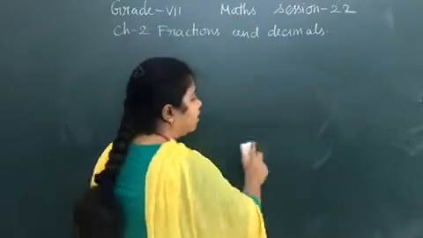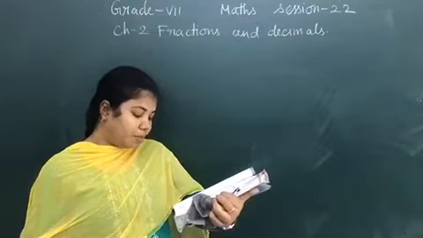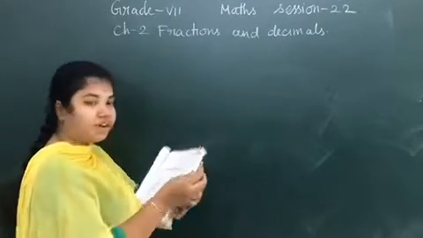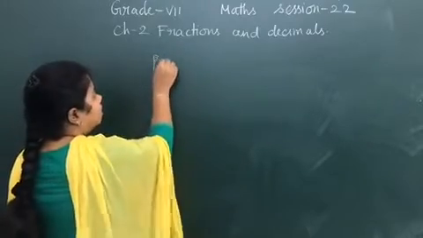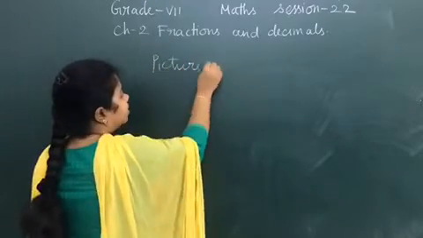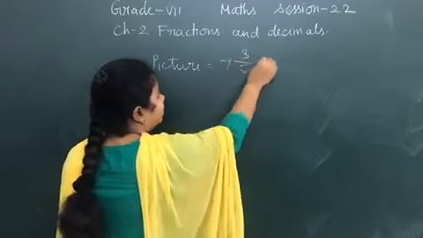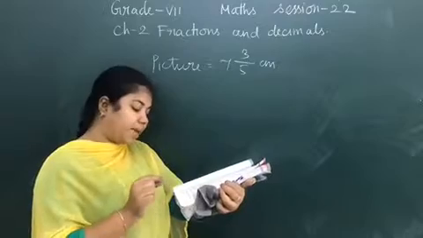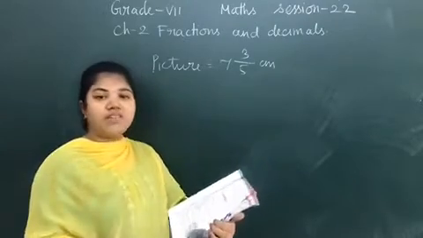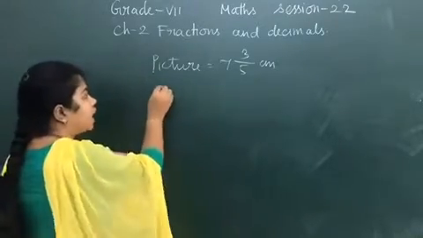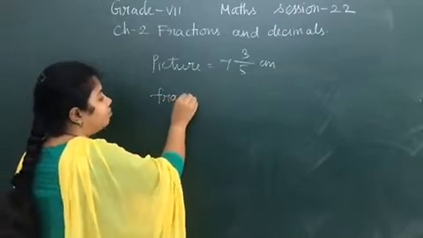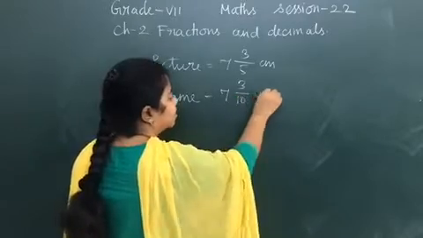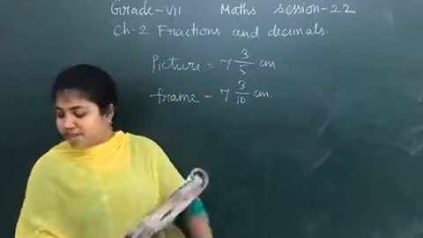Please listen to the question carefully now. Salil wants to put a picture in a frame. The picture is 7/5 centimeter wide. What is the picture size? The picture is 7/5 centimeter wide. Now, to fit in the frame, the picture cannot be more than 7/10 centimeter. Cannot be more than, in the sense, your frame will be 7/10 centimeter. Are you clear?